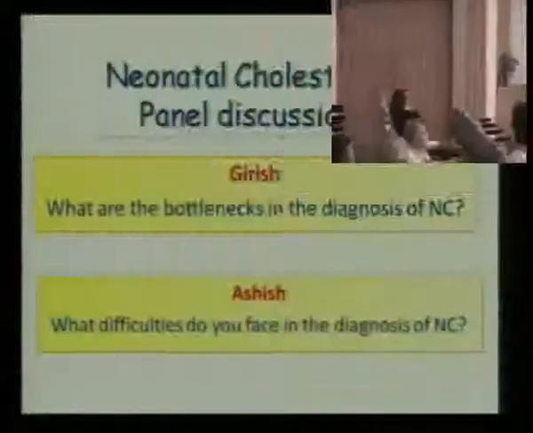How early do you expect that they should refer the patient to a specialist? If jaundice is not responding in 15 days, they should refer this patient. So we take these two messages, and the messages have come from the floor, not from the panelists.